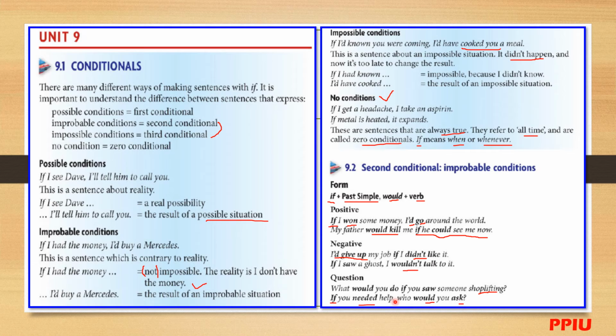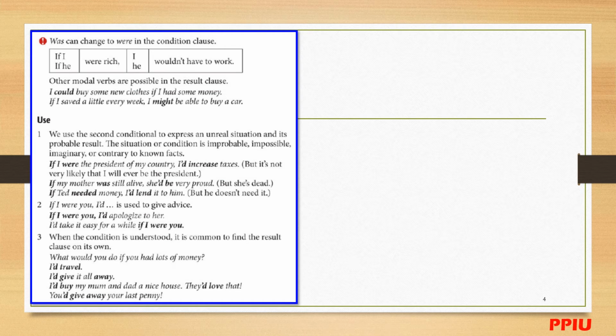Okay, so in short, this is just something about the second conditional or improbable condition, alright? We want to move to the next point regarding the use of this one. So you need to pay attention, we can say was can change to were in the conditional clause. Okay, in case that we can use it there. If I were rich, I wouldn't have to work. Did you get it? If I were rich, I wouldn't have to work.